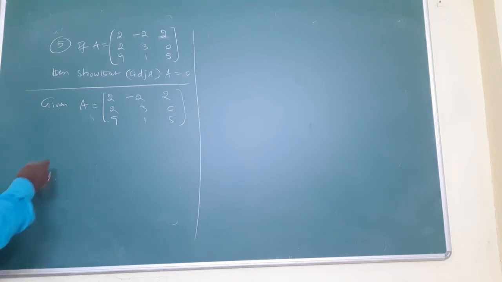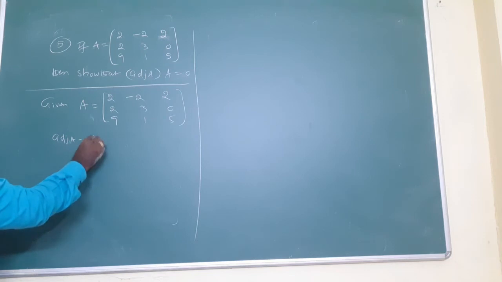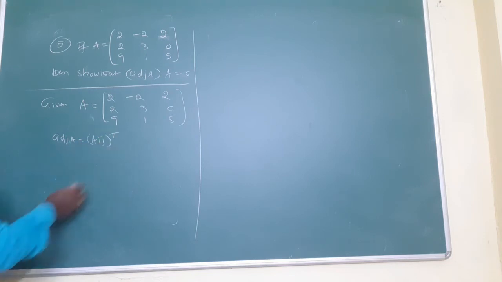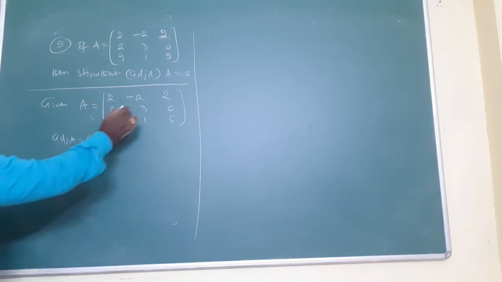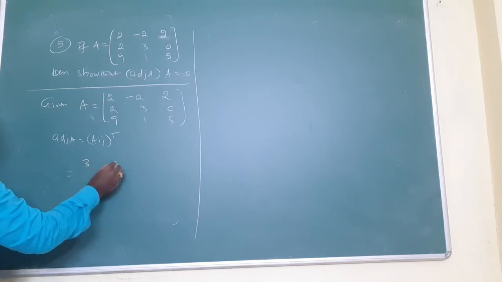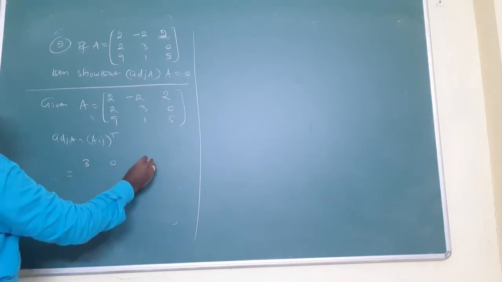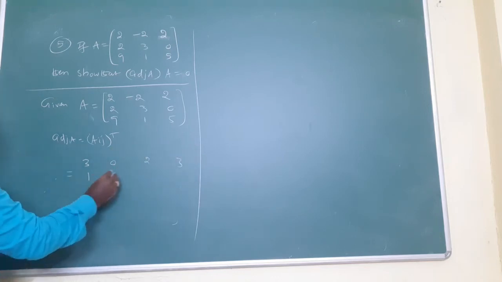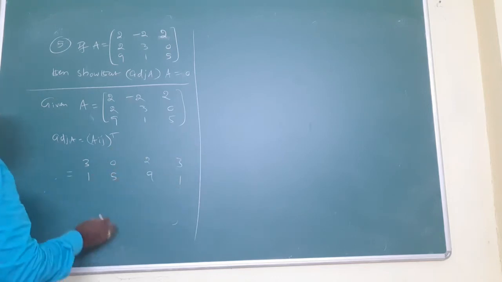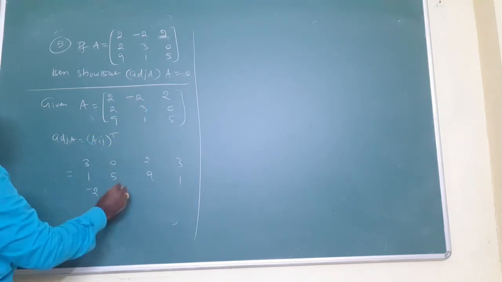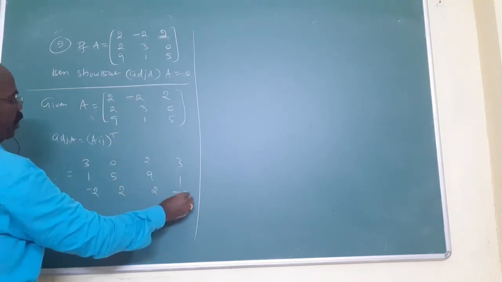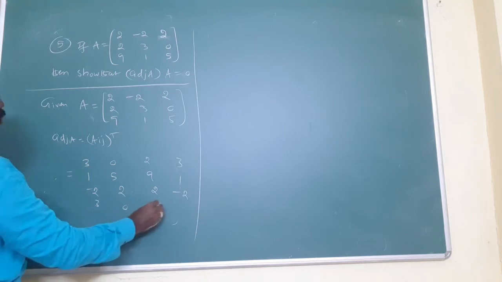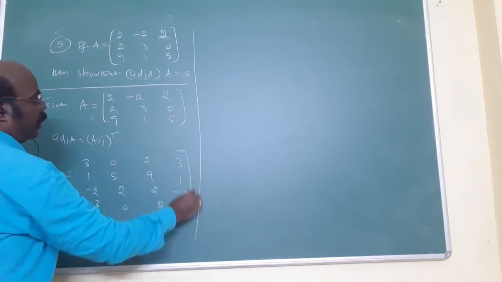Now, find adj. That's why write the formula for adj. What is the formula? Adj is equal to the transpose of the cofactors, aij. Now, what did I tell you? What is the minor here? 3, 0, 2, 3. Next, we want to know 1, 5, 9. Again, what is the minor here? Minus 2, 2, 2. Again, 3, 0, 2. Put some brackets there.